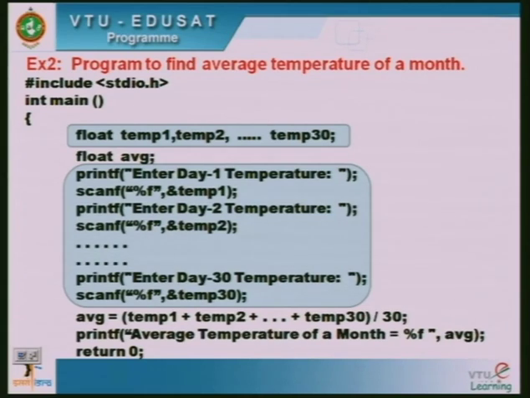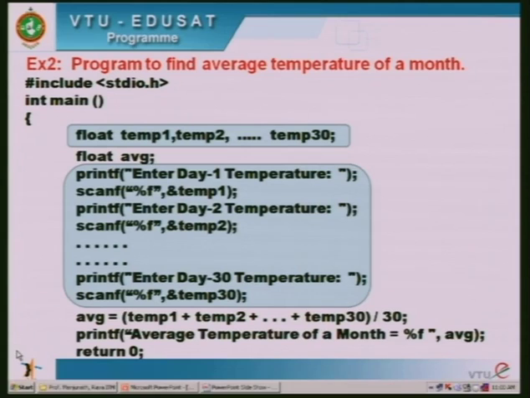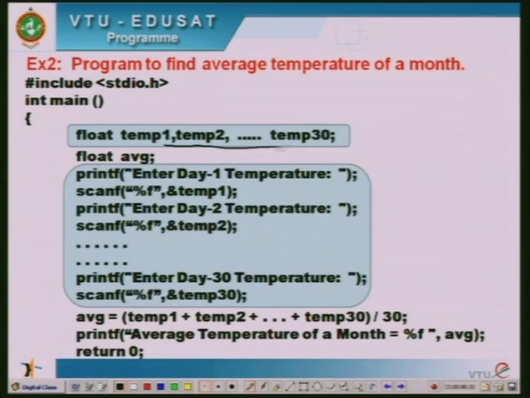But when the question is to write a program to find the average temperature of a month, we need to declare 30 different variables here. So we will be using 30 different variables: float temp1, temp2, up to temp30. Here I will also declare a variable called average to hold the average temperature.